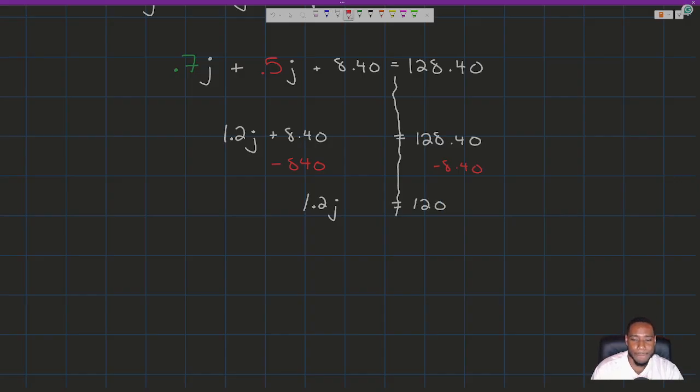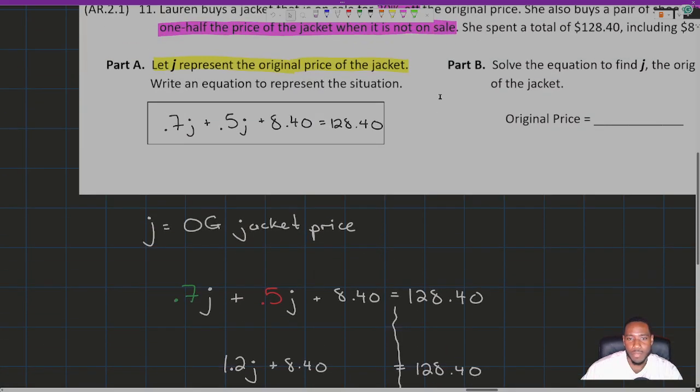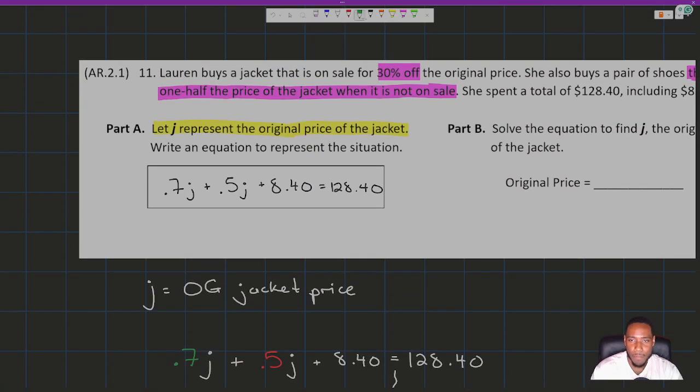Now we can divide. And that's going to give us J is equal to 100. And so that is that. That tells us the original price of the jacket is $100 even.